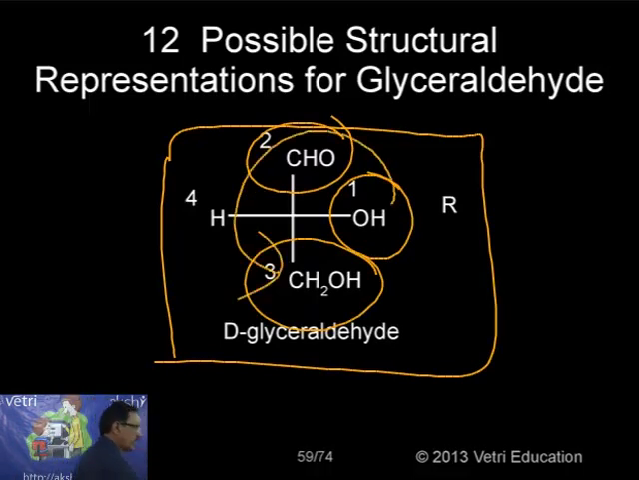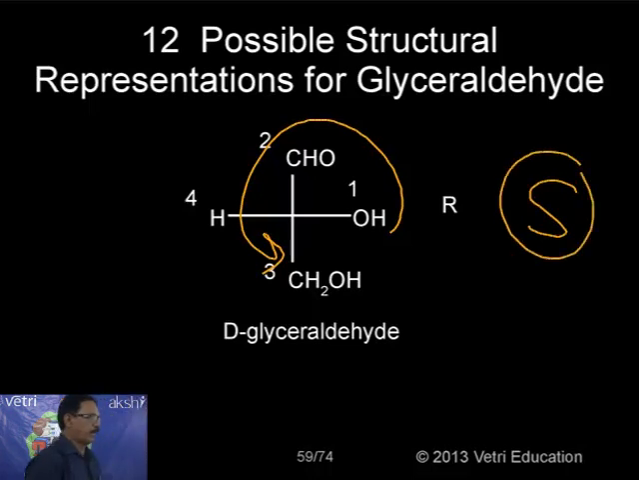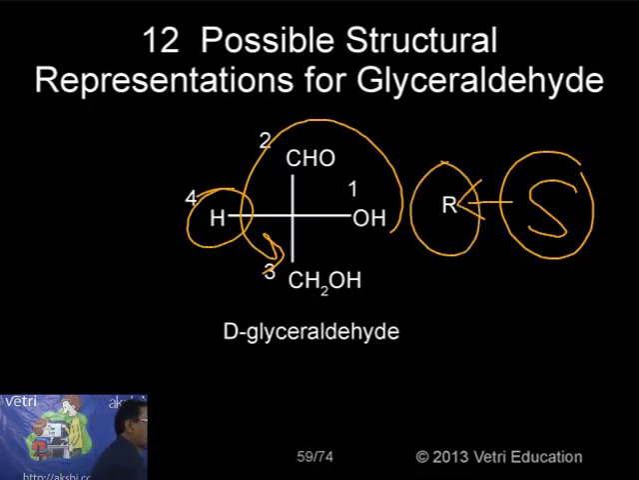1, 2 and 3, let me show the arrow. 1, 2, 3, this is the arrow anti-clockwise. So anti-clockwise means S. But if the fourth priority occupies the horizontal, the reverse is true, that is R is correct, S is not correct.